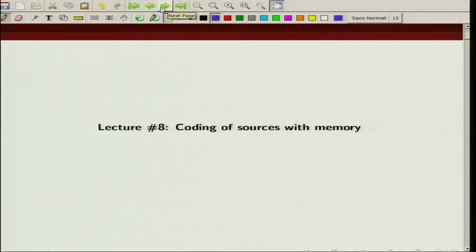I am Adrish Banerjee. Today we are going to talk about how to do source compression for sources with memory. So far we have discussed source compression algorithms for discrete memoryless sources, right? But in general, the sources that we see in nature have memory. So can we exploit this memory while doing source compression? That's what we are going to talk about today.